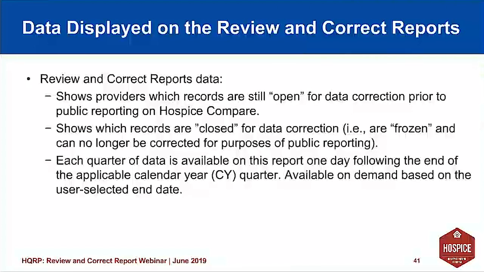And so, for example, quarter 1 of a given calendar year is always January 1st to March 31st. And so that particular quarter of data will be available the day after that quarter ends. So the first day that you could see quarter 1's data on any given year would be April 1st. It will show up on that report. And this is available on demand based on a user-selected end date. I'll talk more about that as we move forward. There's some slides that reference that.